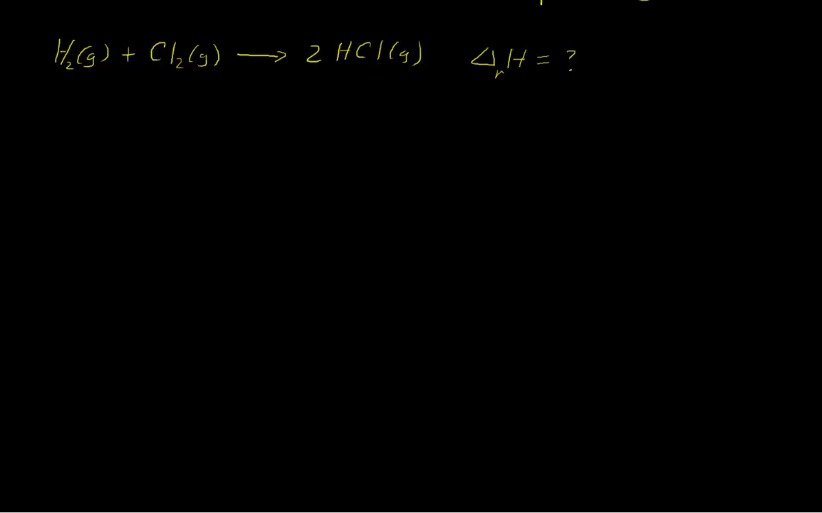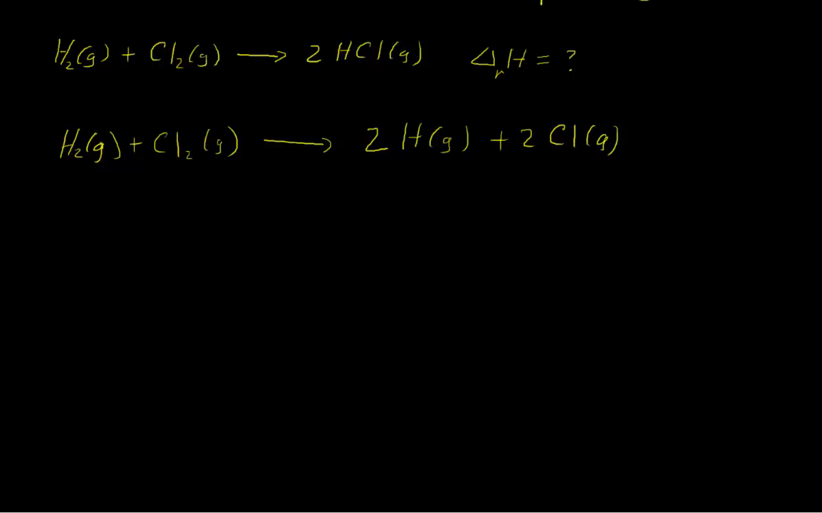Well, what we're going to do is make use of Hess's law. We're going to imagine breaking this reaction down into 2 steps. So the first step, what we're going to do is we're going to take these reactants and we're going to first convert them into their atoms. So we're going to get 2 moles of hydrogen atoms in the gas phase plus 2 moles of chlorine atoms in the gas phase. All right, so that's step 1.